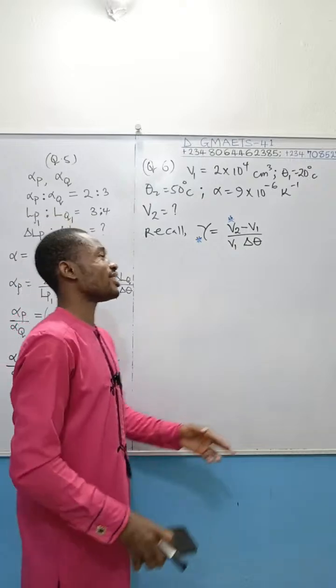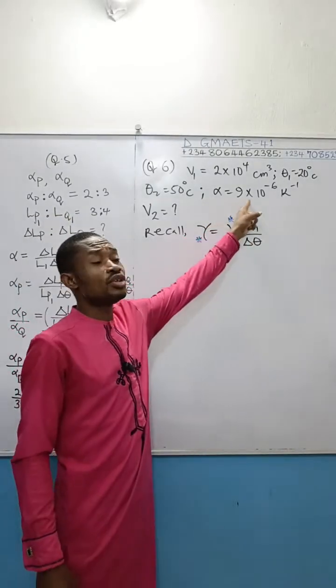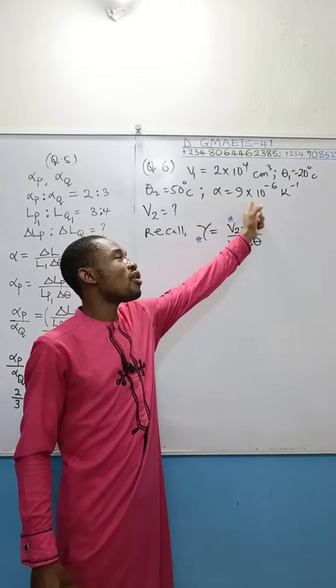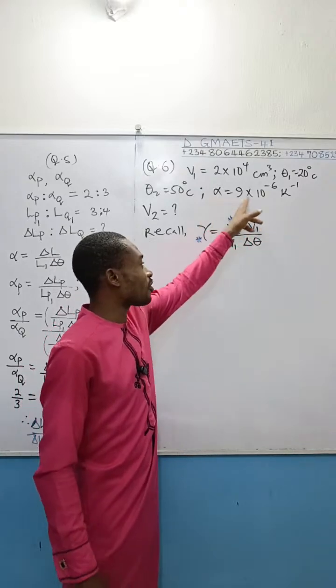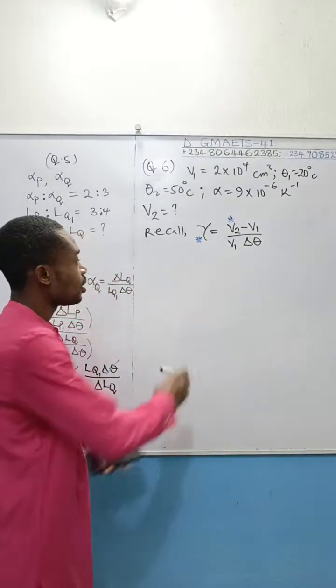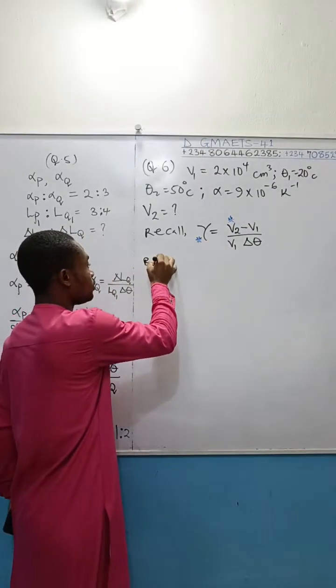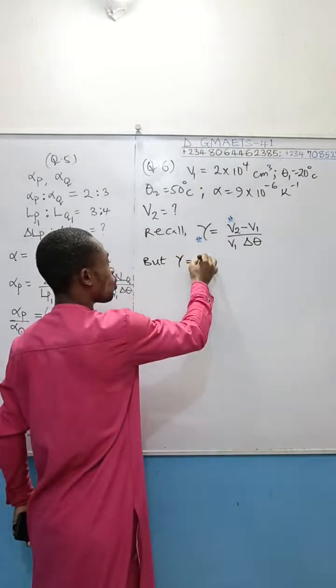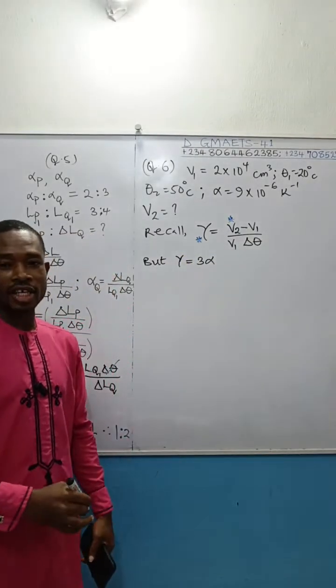But relax, like I said, it's 1 plus 1. Your examiner has given you linear expansivity, the linear coefficient of expansion. So with this linear coefficient of expansion, you can calculate the volume expansivity using the fact that volume expansivity is equal to 3 times linear expansivity.